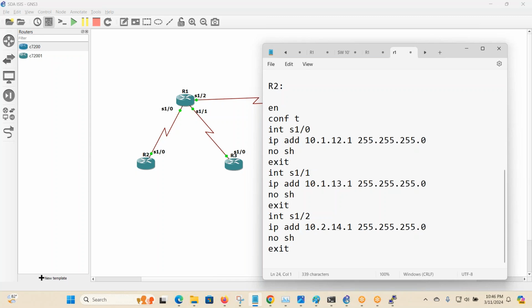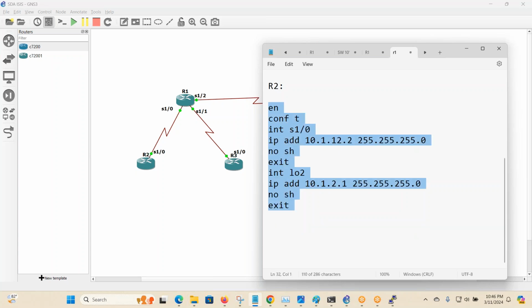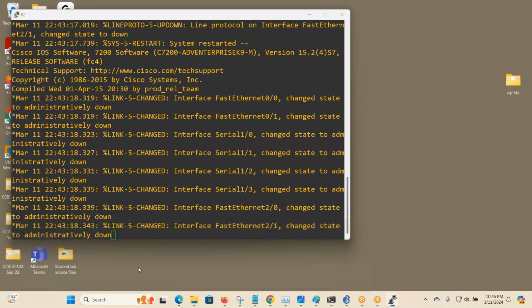On R2 we have only serial 1 by 0, which is 12.2. Then we will configure a loopback. So we can make it loopback 1, or let's say since it is router 2, make it loopback 2. So 10.1.2.1. So we don't need this interface. So we copy it and paste on R2.